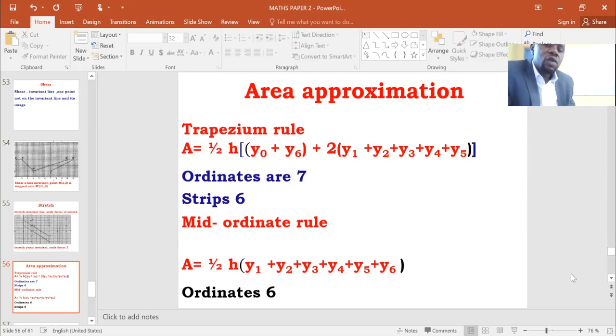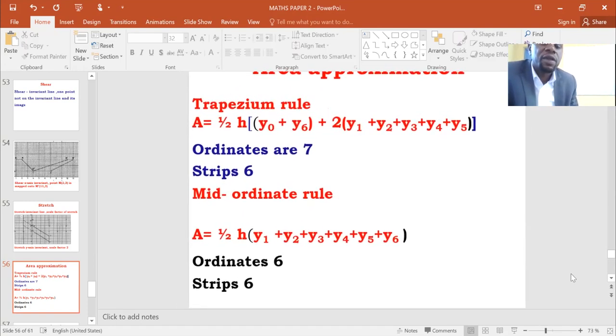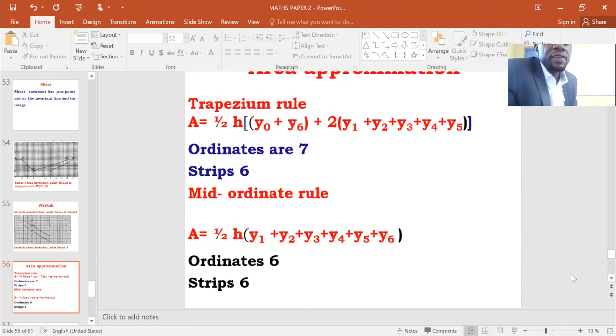But in the mid-ordinate rule, because in each strip you find the middle ordinate, the number of strips and the number of ordinates must be equal. If there are 6 strips, that means you use 6 ordinates because each will be the midpoint of a strip. But remember, the trapezium rule uses the lines, so the ordinates will be higher by 1. If you are told that there are 7 ordinates in the trapezium rule, that means the number of strips should be 6.